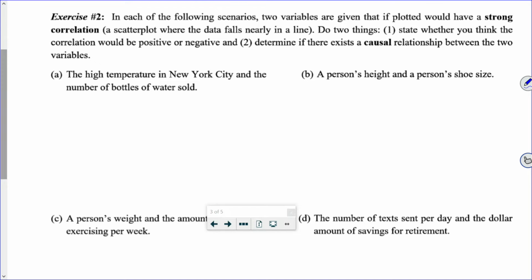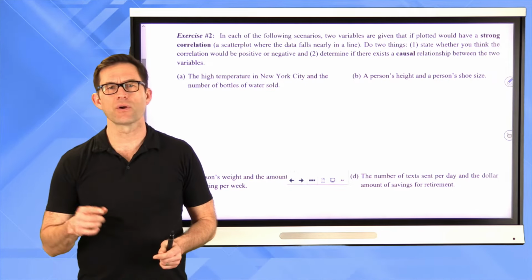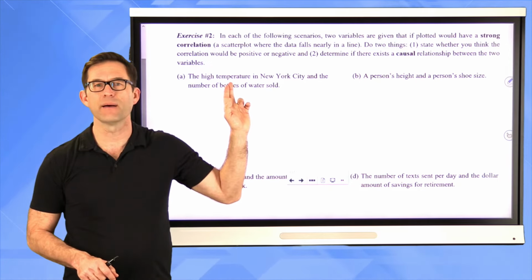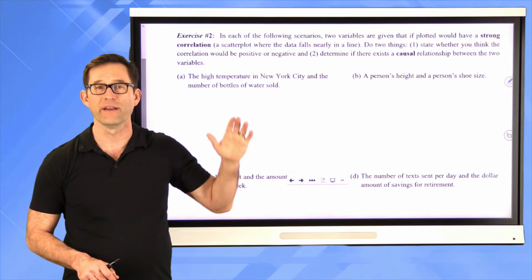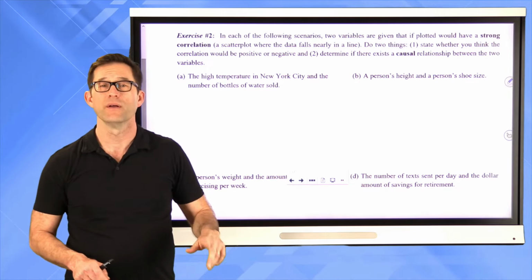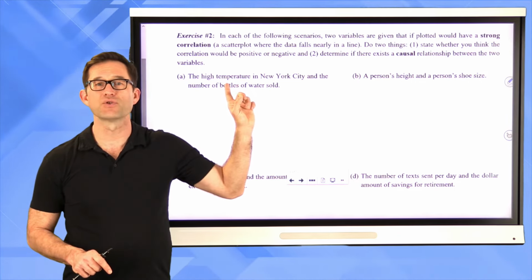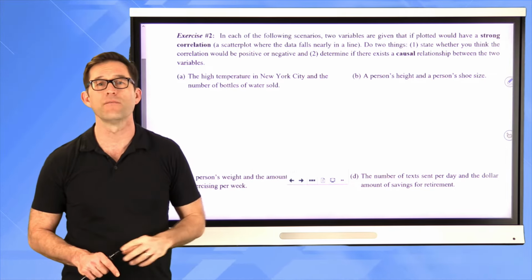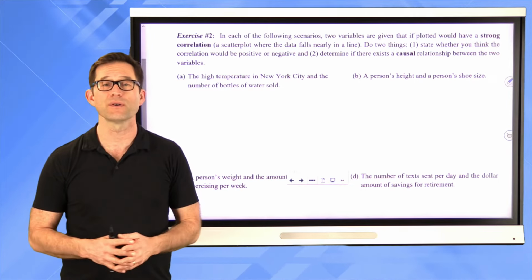The high temperature in New York City and the number of bottles of water sold. Okay, so would that be a positive correlation or a negative? And so what you want to say to yourself is, if I increase the high temperature in New York City, will I increase the number of bottles of water sold, or will I decrease the number of bottles of water sold? So that's the first question. And then, is the increase in the high temperature in New York City causing either the increase or decrease in the number of bottles of water sold? So pause the video now and see if you can answer those two questions.